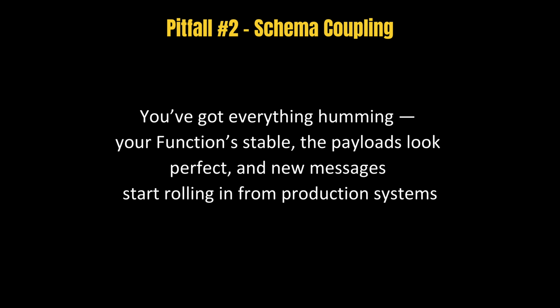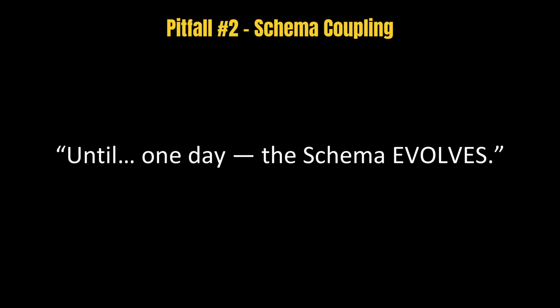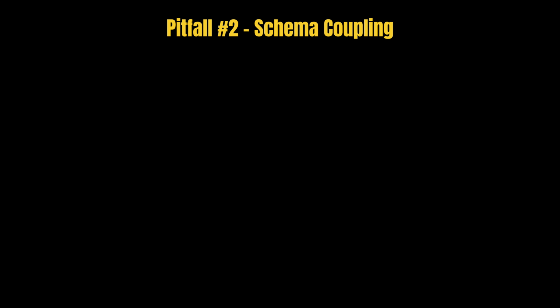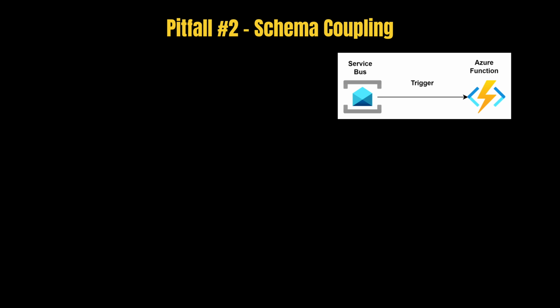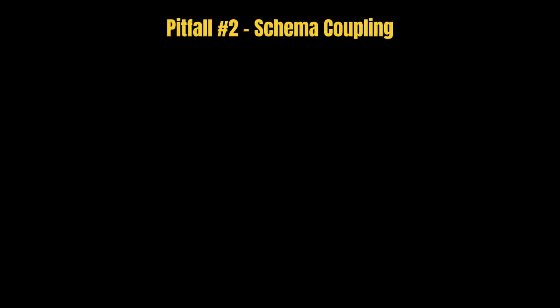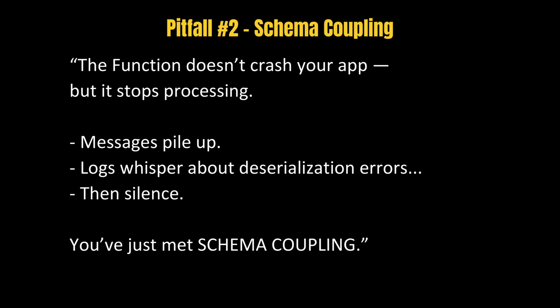You've got everything humming, your function is stable, the payloads look perfect, and new messages start rolling in from production systems. Until one day, the schema evolves. So this is a second schema, where we have introduced another property called PromoCode to the order payload, or the Order class. And this object starts getting pumped into your Service Bus queue. The function doesn't crash your app, but it stops processing. Messages pile up, logs whisper about deserialization errors, and then silence. You have just met schema coupling.